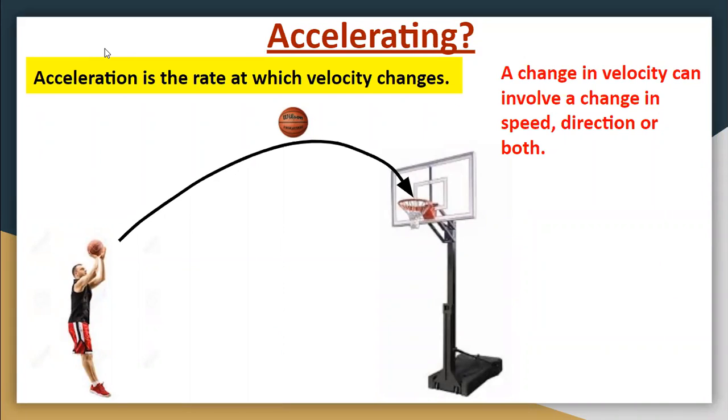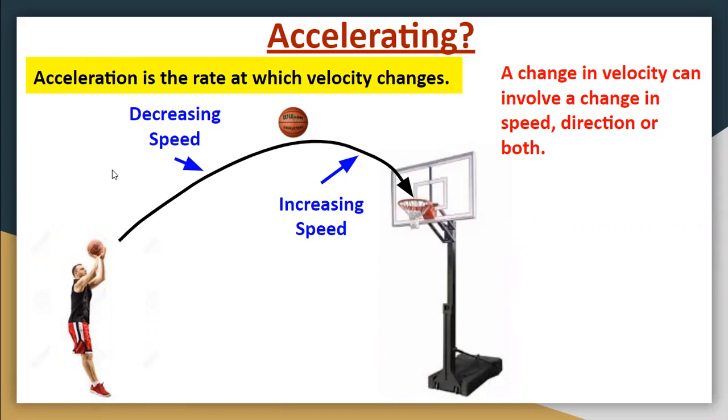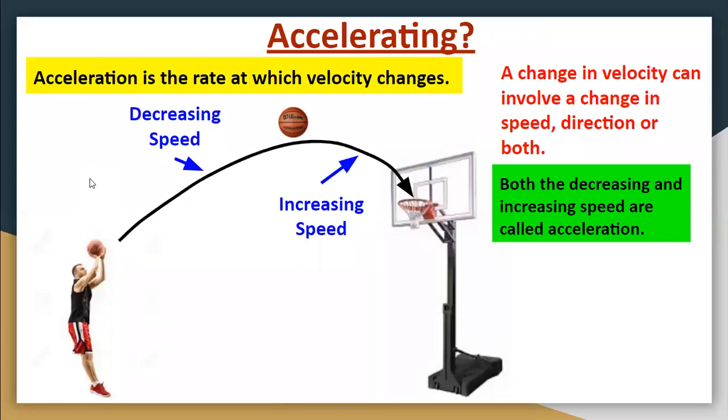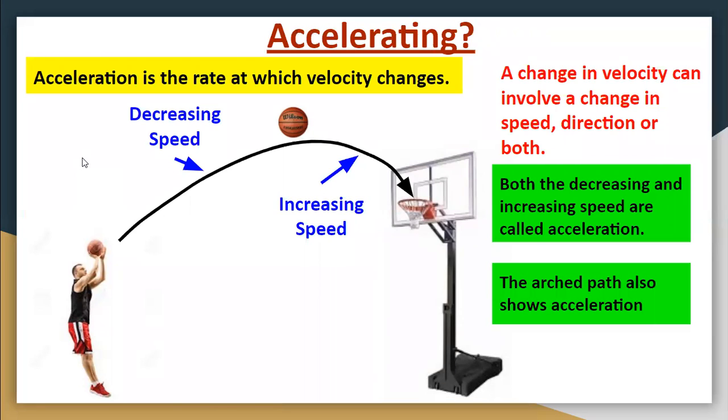Acceleration, remember, is the rate at which velocity changes. So a change in velocity can involve a change in speed, direction, or both. Here's a basketball player. Where is his acceleration the most? This is a decreasing speed here, because as it's going up, it's slowing down. This is an increasing speed coming back down for the hoop. Both the decreasing and the increasing speed are called acceleration. The arched path also shows acceleration because the ball is changing directions. This is where the ball is moving the fastest, right after it leaves the man's hands. And this is where the ball is moving the slowest, right at the peak before it starts to fall down from gravity.